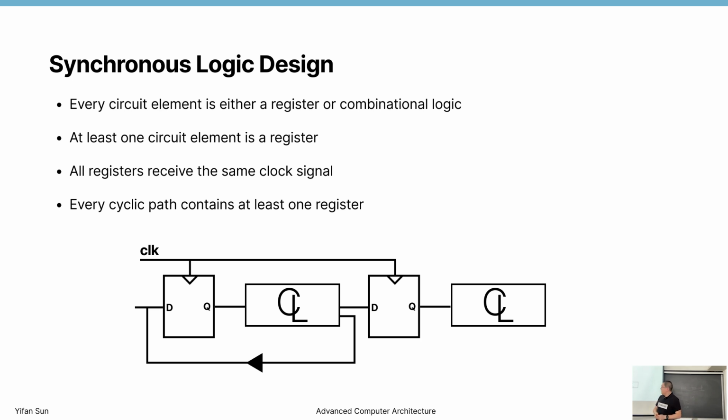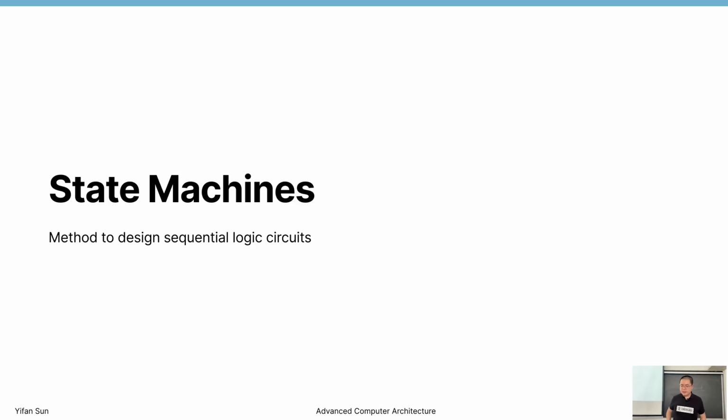So last time we talked about designing combinational logic. And this time we're talking about designing the whole thing, the register part and the combinational logic part. And how we design it is to use something called state machines. A state machine is a very strong mental model that can help us design sequential logic circuits.